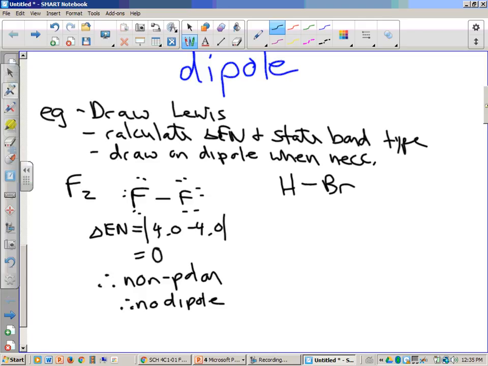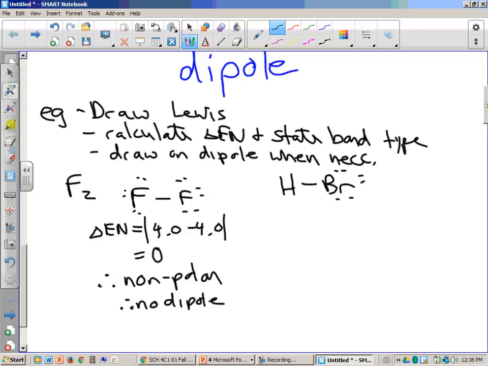HBr. I already kind of gave it away. What do I need to do to finish my picture? Bromine. Bromine. It's over here. How many outer electrons? 7. There's 7. So there's the 1, and we need 3 lone pairs, just like a fluorine, right? Looks just like a fluorine.